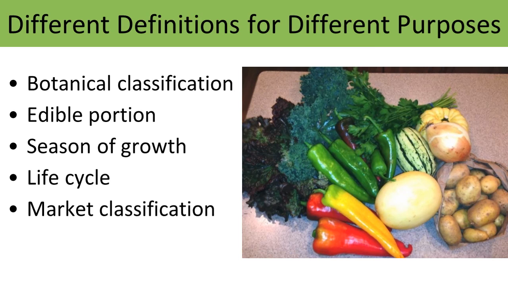You can also classify vegetables by when they grow. Do they grow in the spring? Do they grow in the summer? Do they grow in the fall? So their season of growth is one of the ways that we classify our vegetable plants. We can also classify by life cycle. Are they annuals? Are they perennials? And in addition, we can classify them in terms of the market, whether or not they're called a fruit or a vegetable or in what way we eat them.